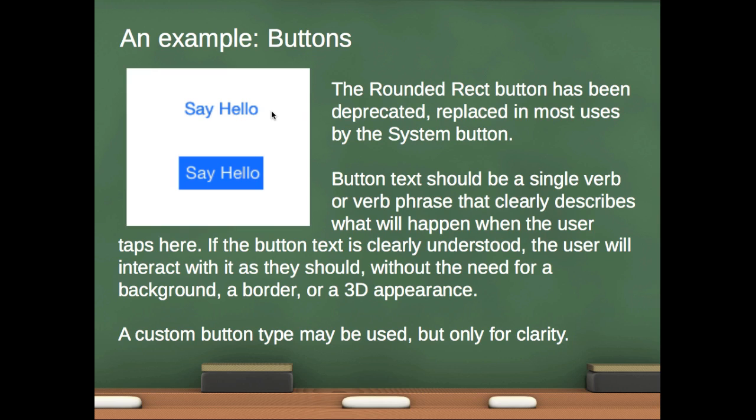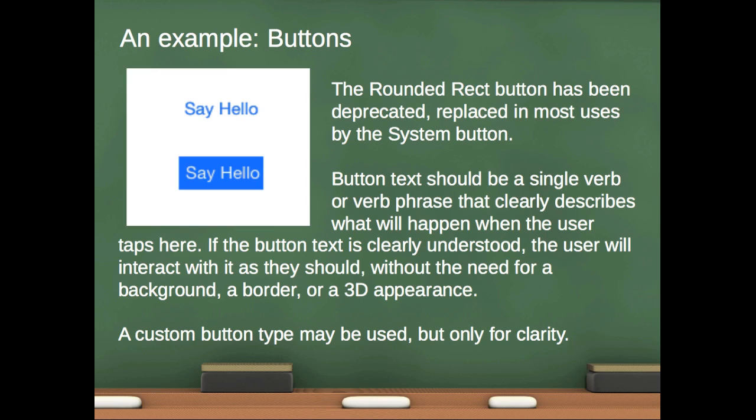It has no outline. It has no edges. It has no inset. It has no border. It has no background. It may have an image, but that's it. The idea here is that the text on the button should say, "I'm a button," rather than the user interface adornment of that text. So button text should be a single verb or a verb phrase that very clearly describes what exactly is going to happen when the user touches it.